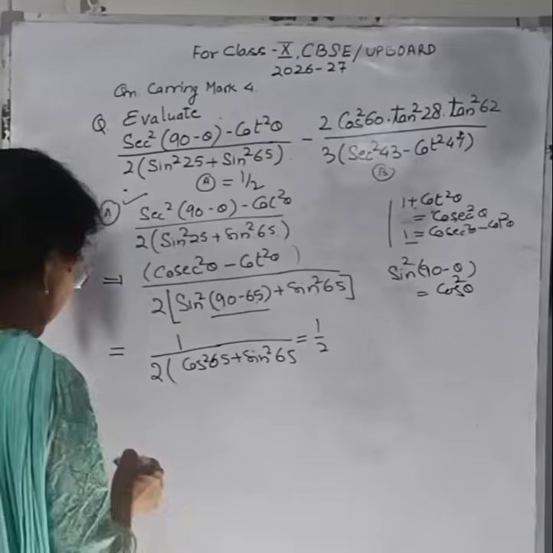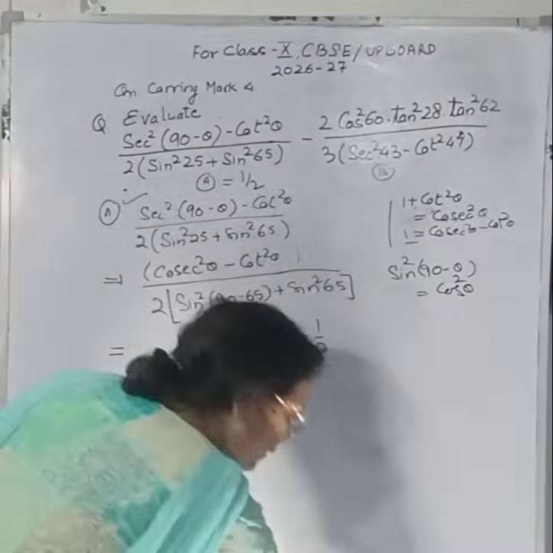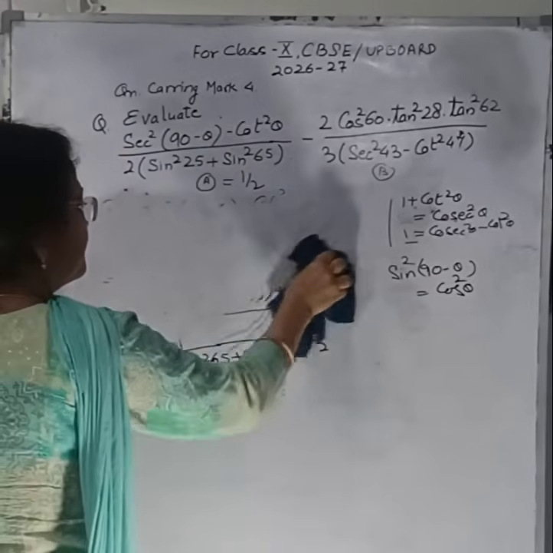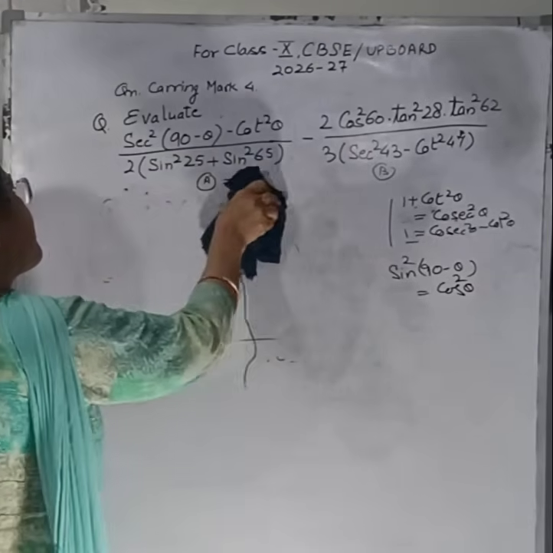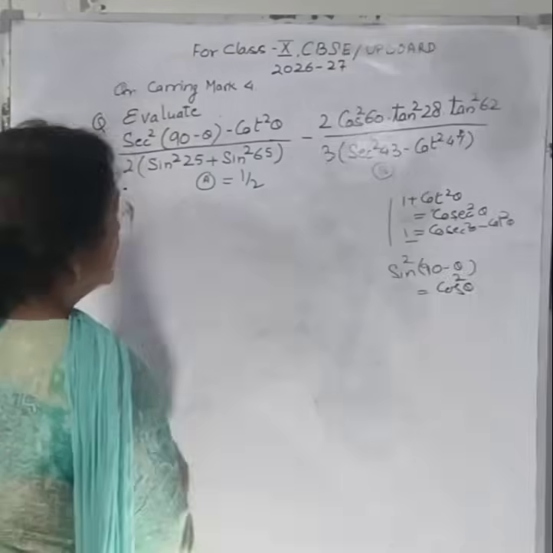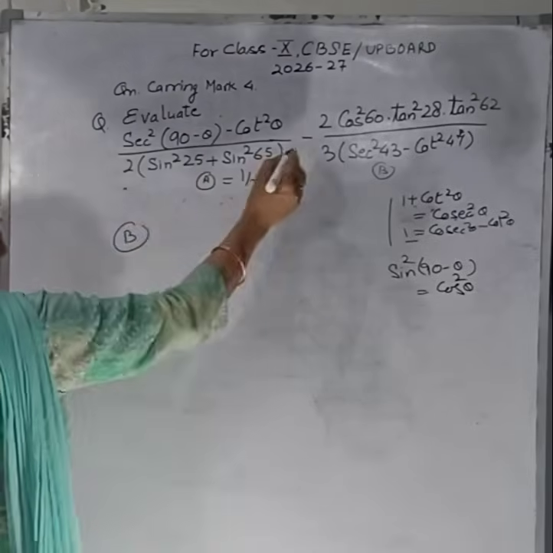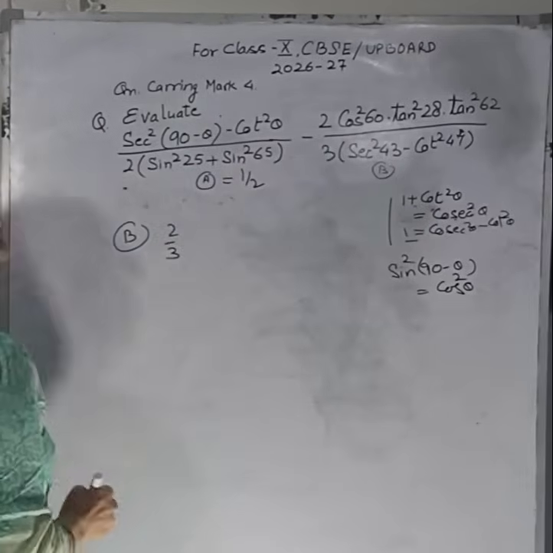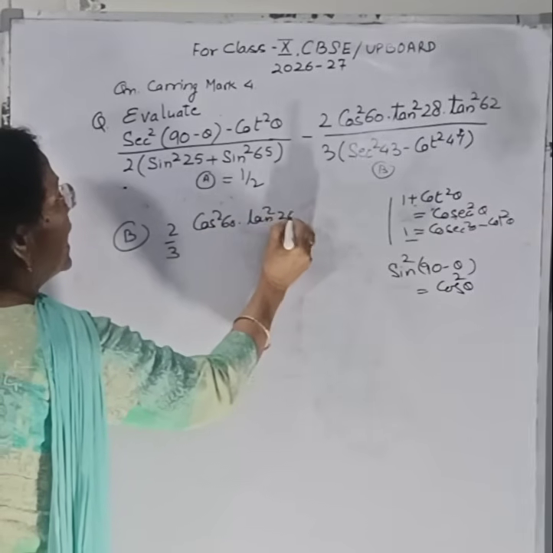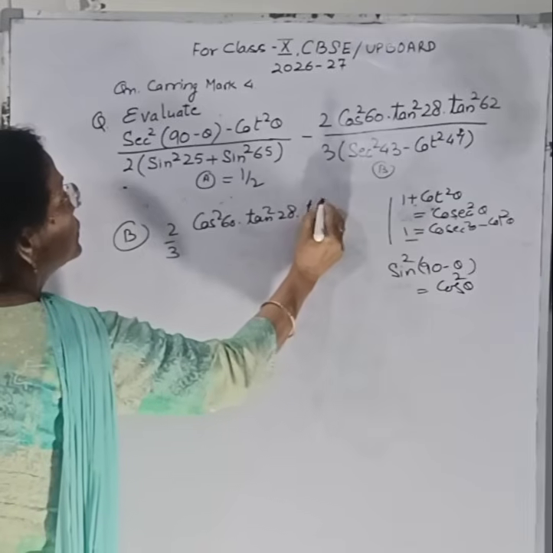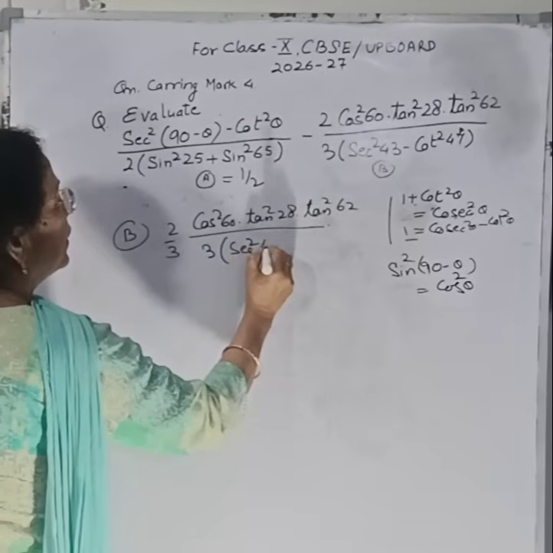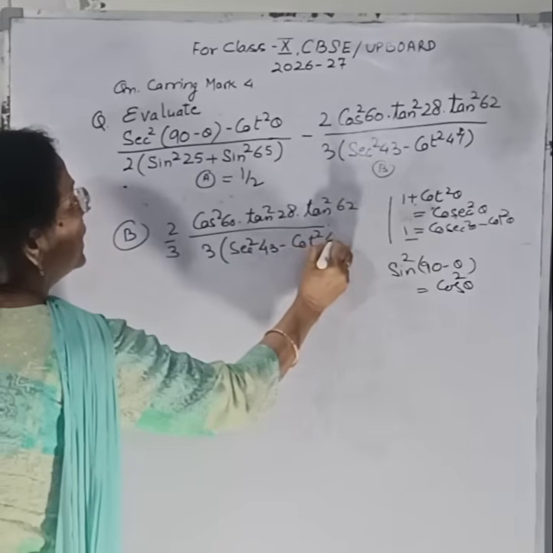Now we are going to find the value of B. Second portion B. How we can solve this? B portion. B was equal to 2 by 3 into cos square 60 into tan square 28 into tan square 62 upon 3 times sec square 43 minus cot square 47.